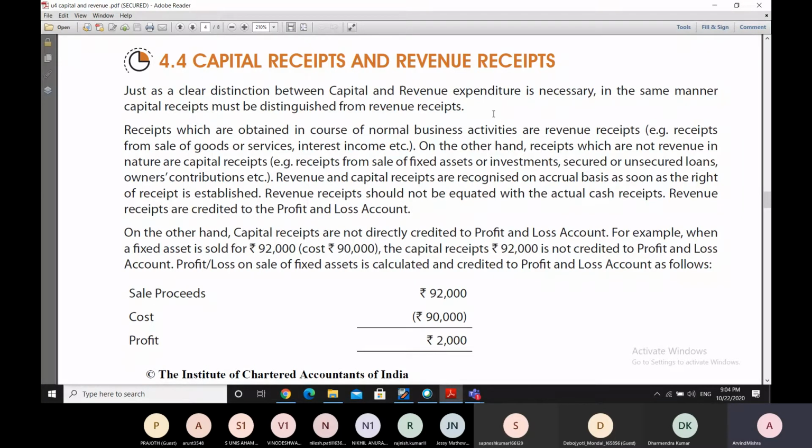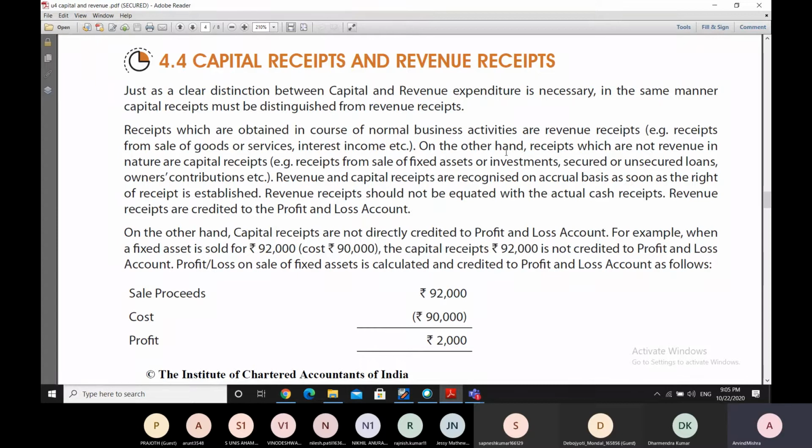Now those receipts which are obtained in the course of normal business activities are revenue receipts. For example, those receipts which are coming from the sale of goods or the sale of services or from interest income. These are all part of normal business activities from which receipts are coming, and we label them as revenue receipts.